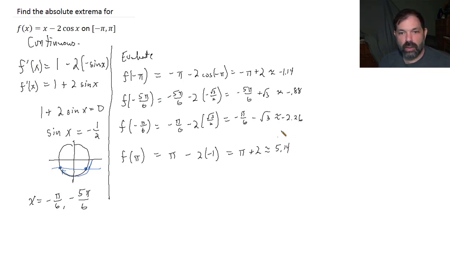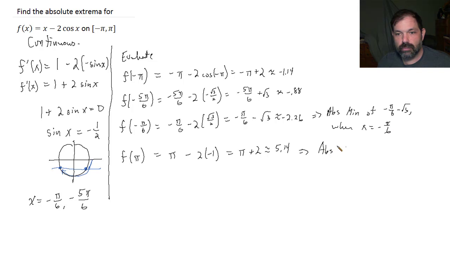All right, so then scanning over these, we see the absolute minimum. So here we have an absolute minimum of, let's use the exact value, negative pi over 6 minus the square root of 3 when x equals negative pi over 6. And we see the absolute maximum of pi plus 2. And that occurs when x equals pi.